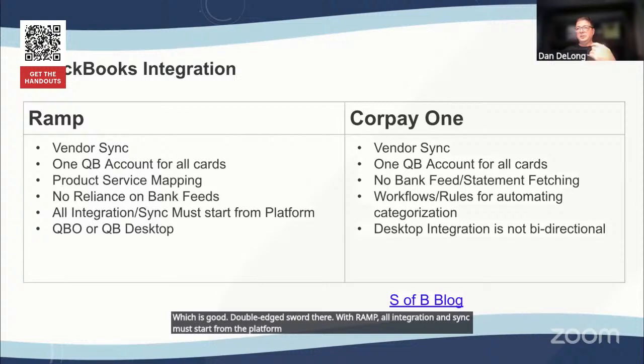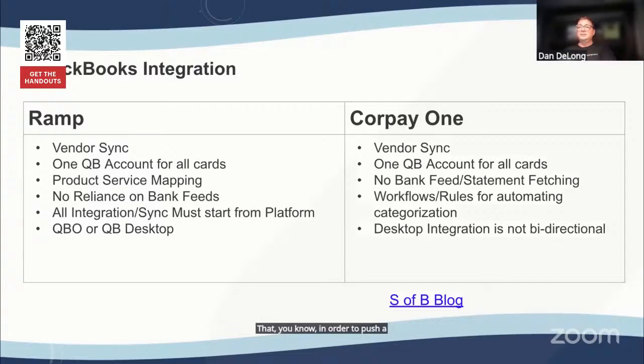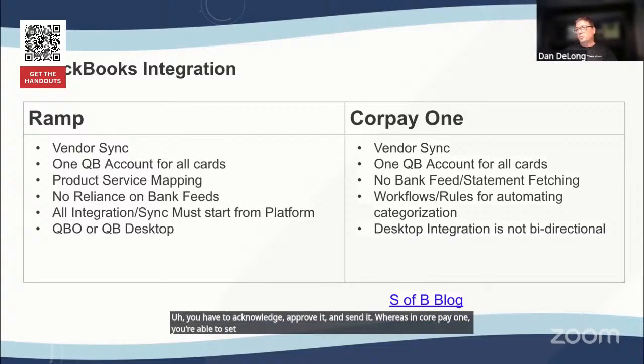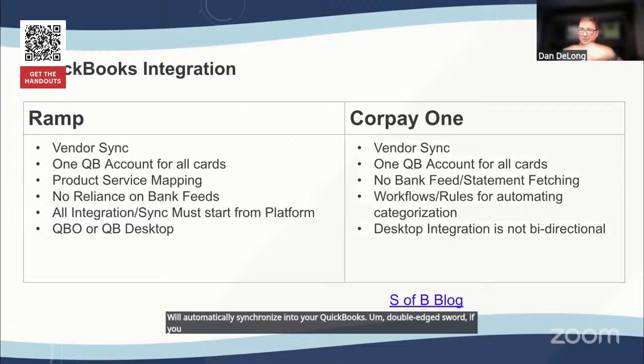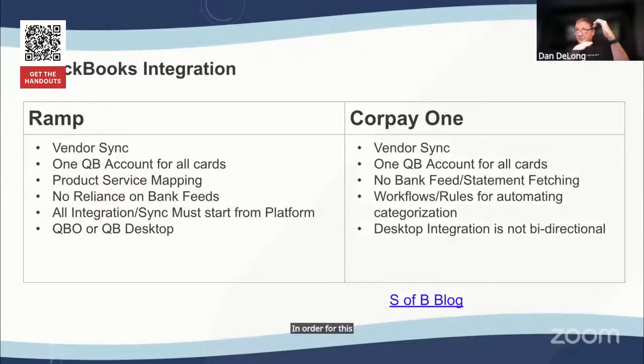We mentioned this a little bit earlier, that in order to push a transaction from Ramp and synchronize it into QuickBooks, you have to acknowledge, approve it, and send it. Whereas in Corpay One, you're able to set up some workflows and auto categorizations, and those will automatically synchronize into your QuickBooks. Double-edged sword. If you send, you have to identify all of them in order for this to work smoothly.